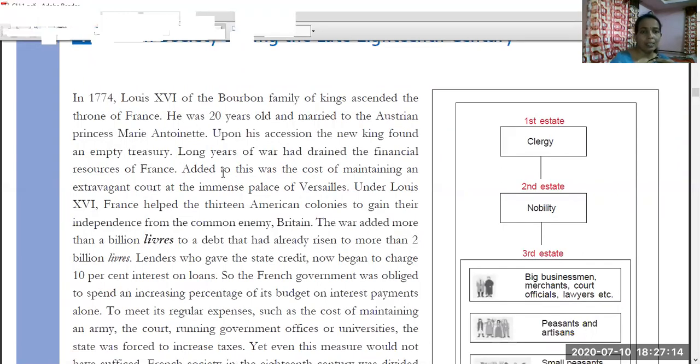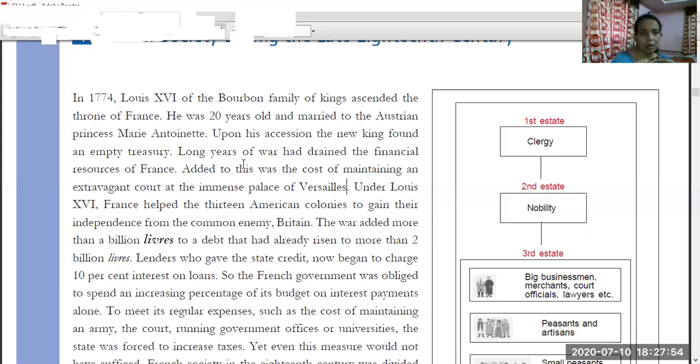Again, another thing was added. What things are added here? The cost of maintaining an extravagant court at the immense palace of Versailles. The Versailles court is a lavish court, and maintaining it was extravagant and costly. That is why the expenses increased. Under Louis XVI, France helped the 13 American colonies to gain their independence. This is the third reason.